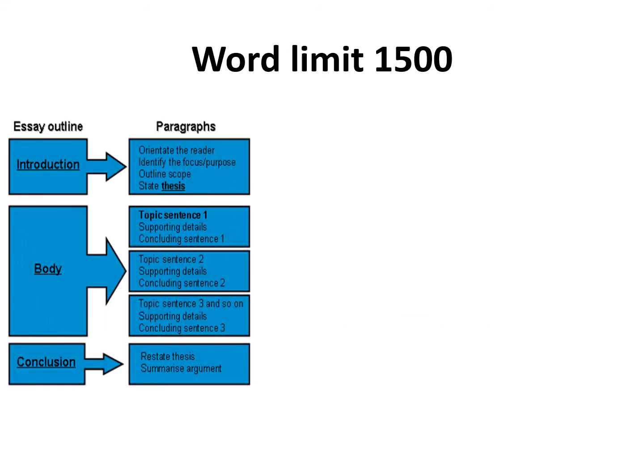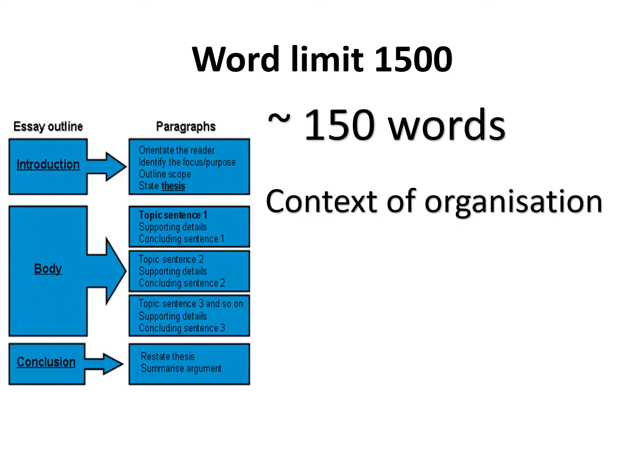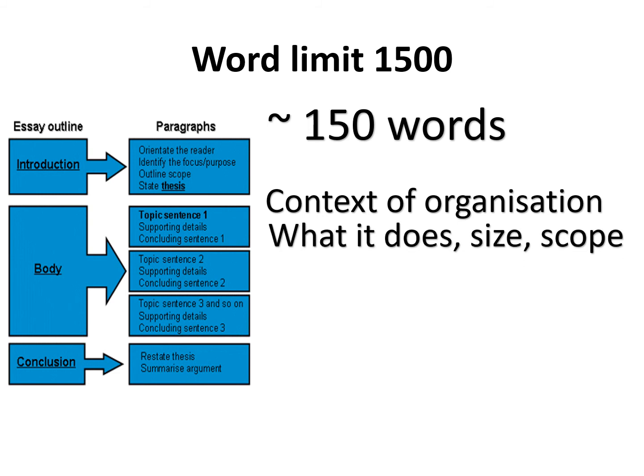Now you can use up to 3 situations. We find that generally students, because the word limit is 1500 words, and by the time you write 150 words for the introduction, set the context for the organisation, give a little bit of information to the reader about what the organisation does, its size, its scope, your role within it, and then a conclusion, of course, you don't really have a large amount of space. So see how you go. If you're unsure, just ask and we can work through it.